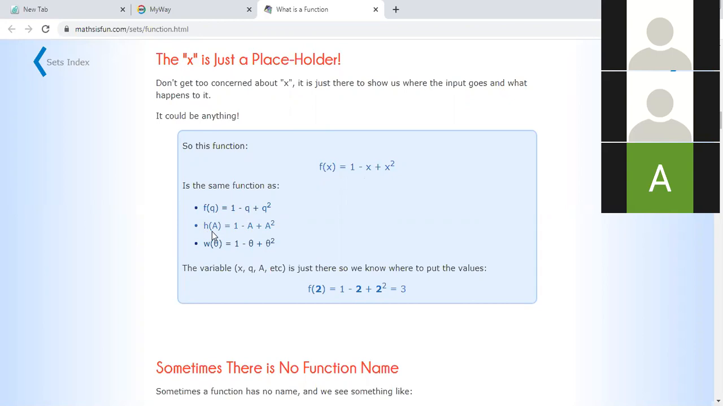When we have h of a, जब हमारे पास given होगा, so we will replace a with the x like this. When we have w of theta, this symbol is known as theta. When we have theta term, so we will write the question or output in theta form. Okay, class? And then the variable is just there, so we know that we have to put the values.